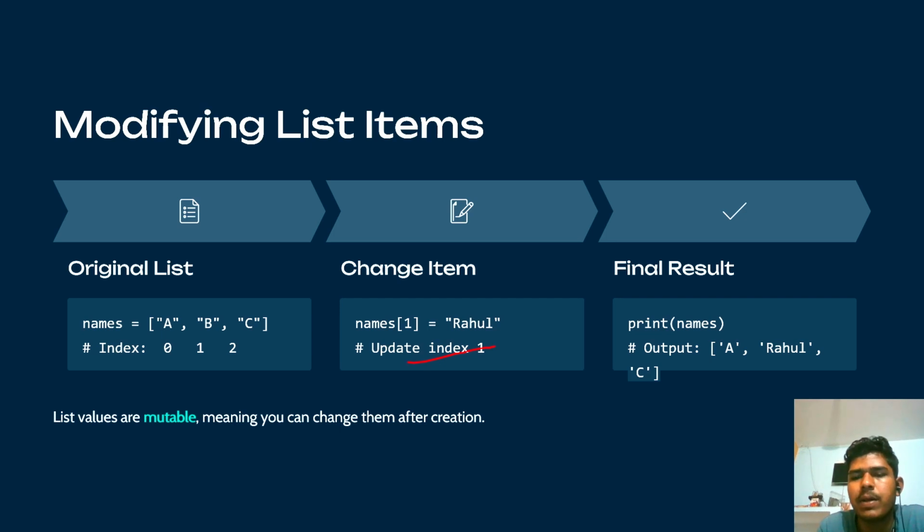The final result is print names. I told you that the place index value of B is 1. So we can update names 1 is equal to Rahul. Then we get the output A comma Rahul comma C. Okay. List values are mutable, meaning you can change them after creation.